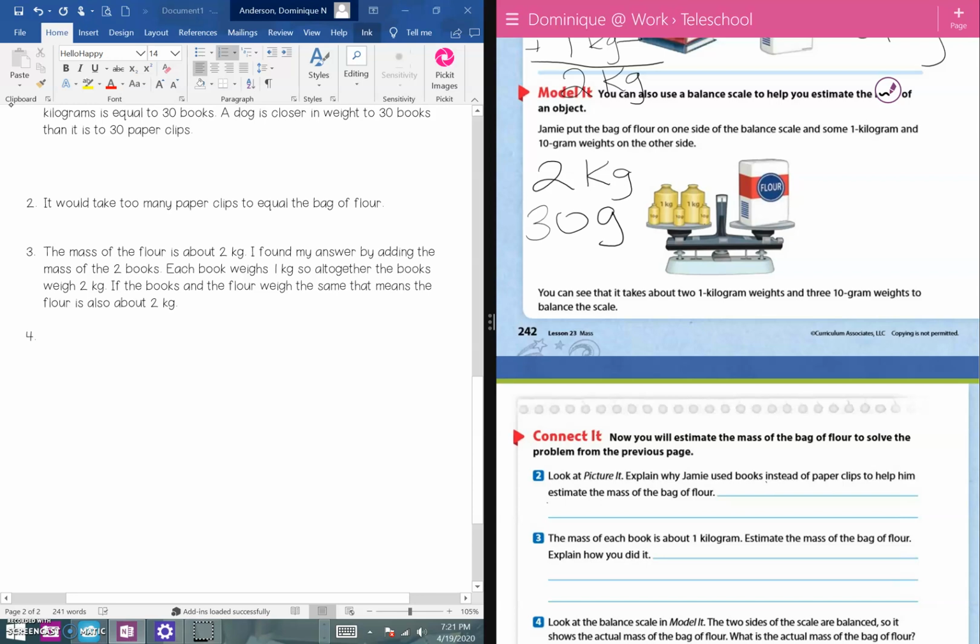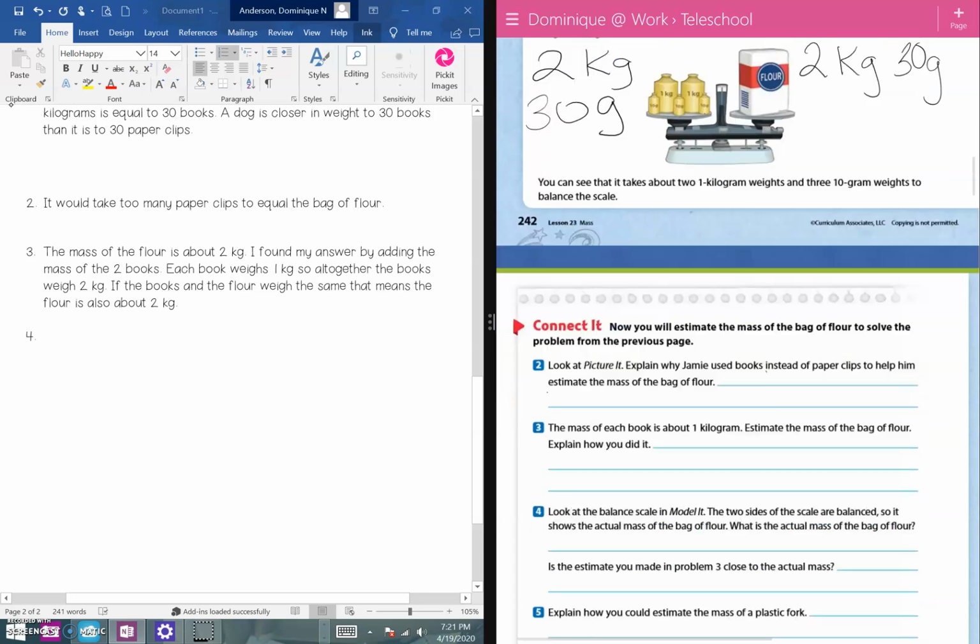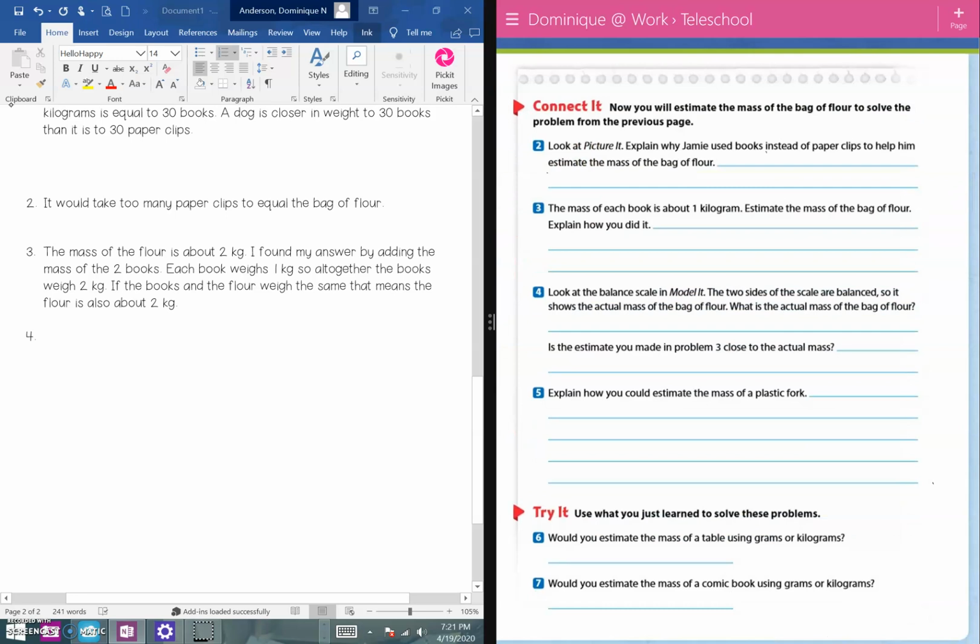Alright? So again, because these have two different units of measurement, we cannot bring them together and say it's 32 kilograms. What we will say is it's 2 kilograms and 30 grams. Okay? So for your answer, what is the actual mass of the flour? 2 kilograms and 30 grams. That's all you need.